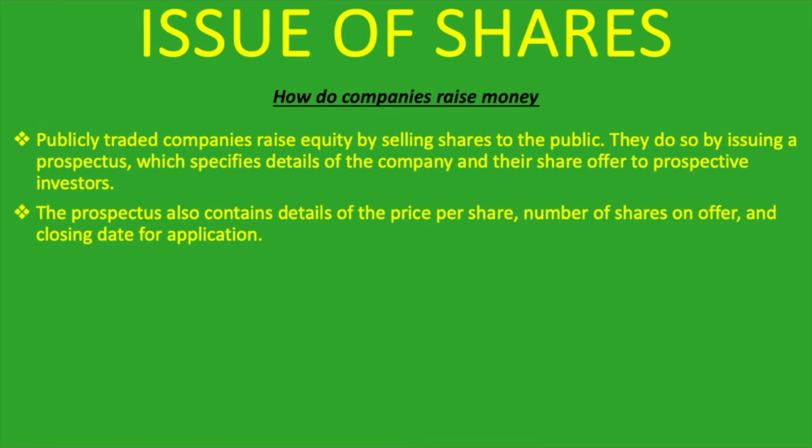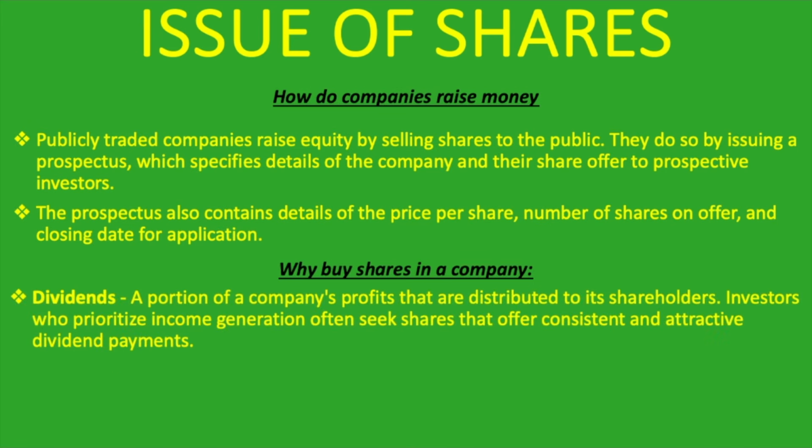And so why would the general public or potential investors buy shares in any company? What is the reason behind that? Why would you want to buy a share in a company? Well, because of dividends. What is a dividend? A dividend is a portion of a company's profits that are distributed to its shareholders. Investors who prioritize income generation often seek shares that offer consistent and attractive dividend payments. And so many who would be investing in specific companies may want to invest because they want to get a regular dividend that the company is issuing.